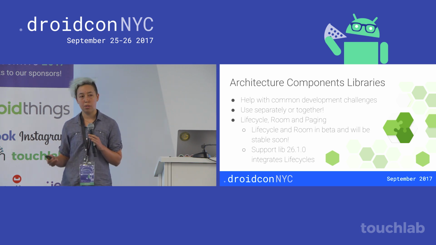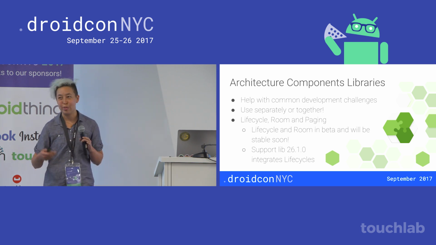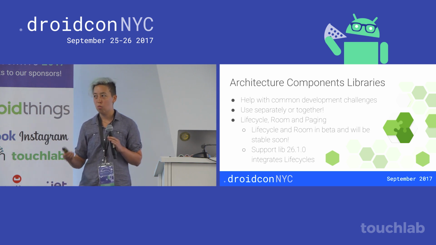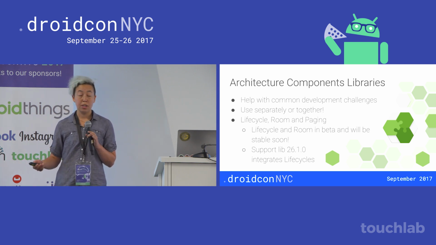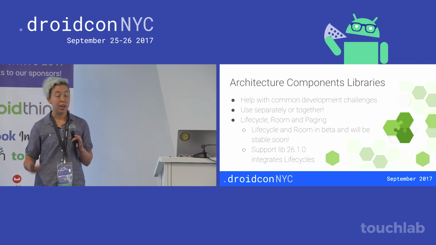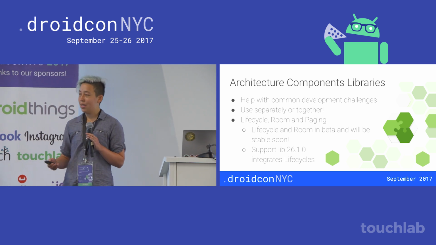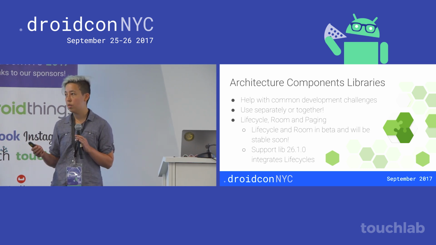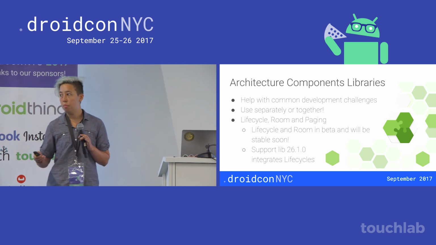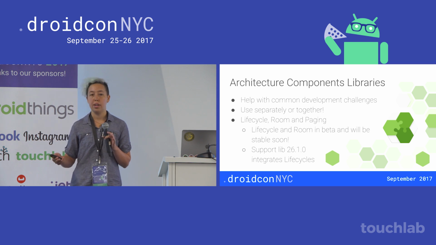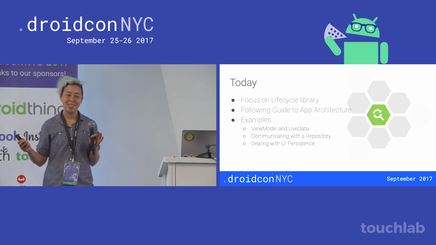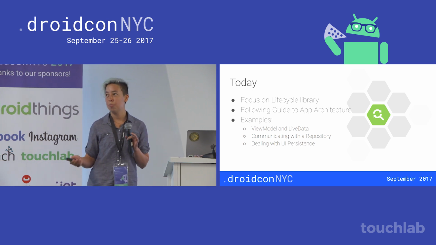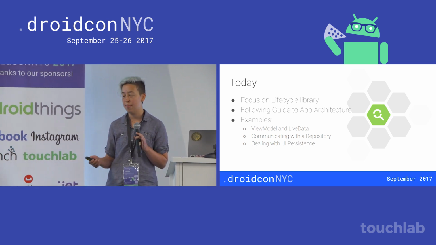The libraries that are out now, and I say out now because we're developing more of them, are Lifecycle, Room, and Paging. Lifecycle and Room are actually beta right now, and they're very soon going to be in stable. So that's exciting. And in fact, in support lib 26.1, Lifecycles are already integrated in that for activities and fragments. As the talk name suggests, today I'm going to focus on the Lifecycle library.